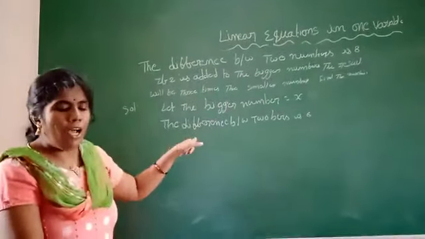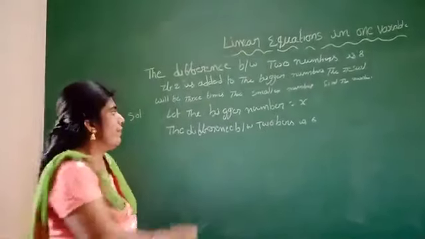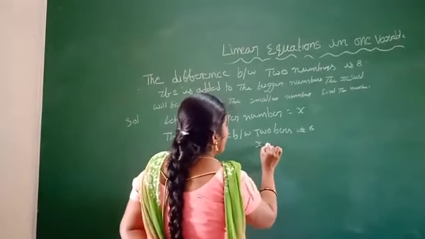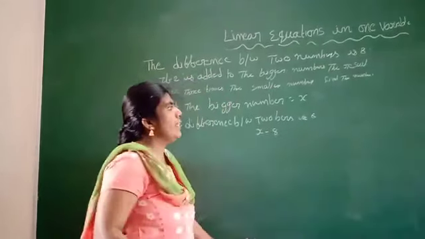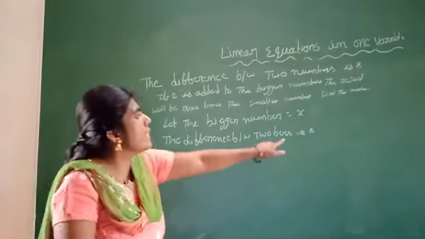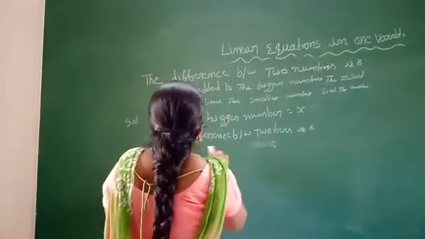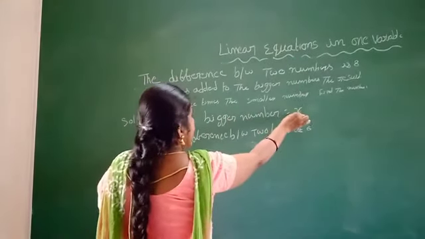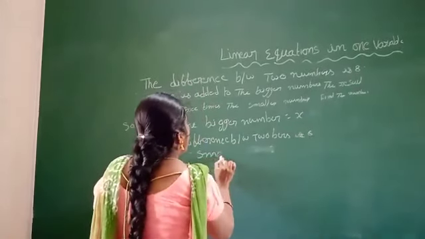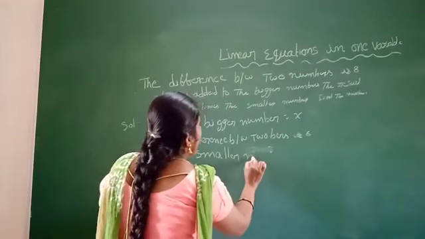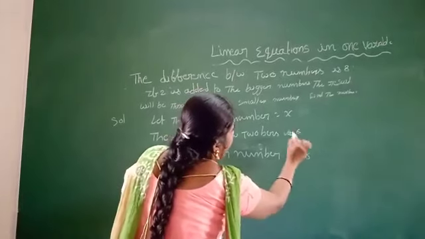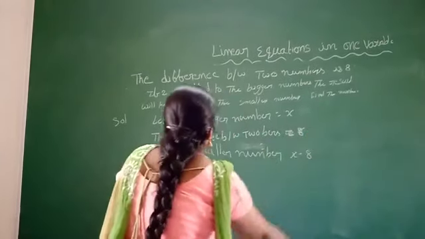The difference between the two numbers is 8. The bigger number is denoted x. So the smaller number is x minus 8.